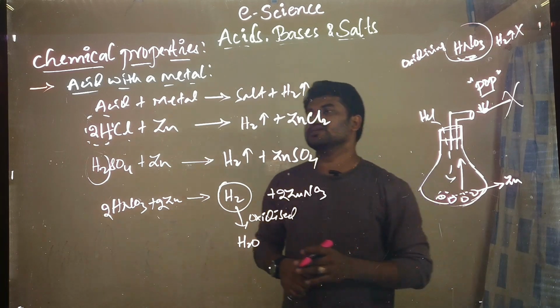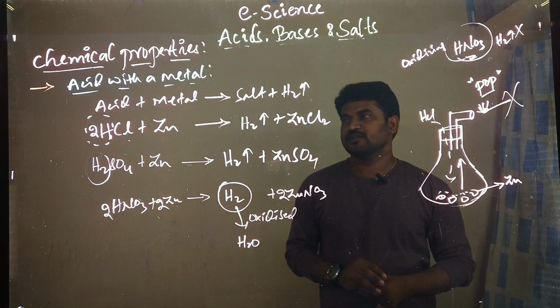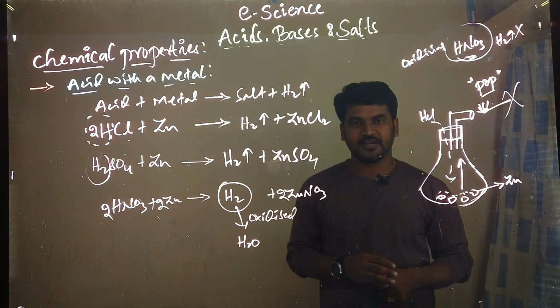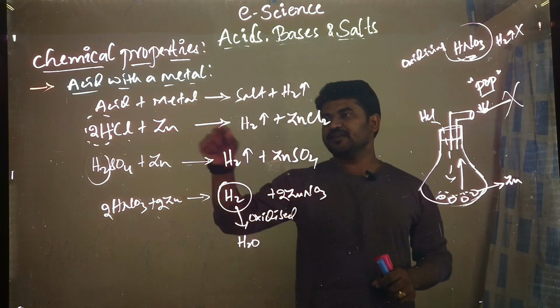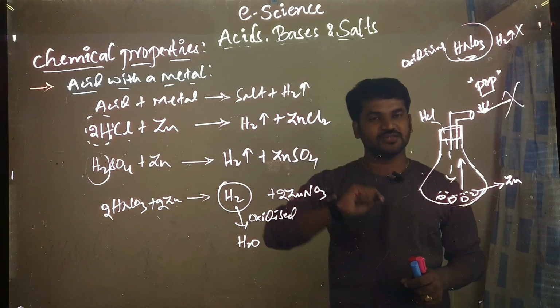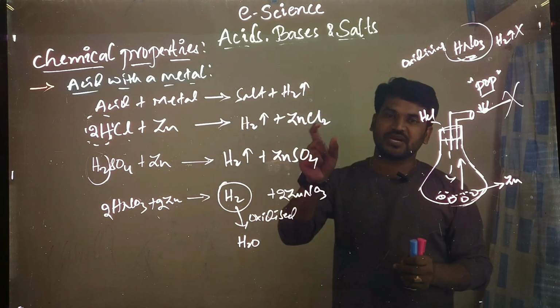Okay, so that is what we call the acid with a metal reaction, right? So because of this reason, what is happening here? When an acid reacts with a metal, we are getting a salt and hydrogen gas. That means metals react with the acids to produce hydrogen gas.